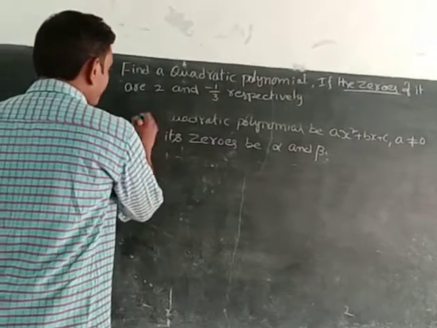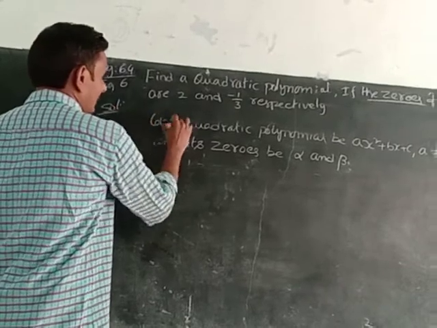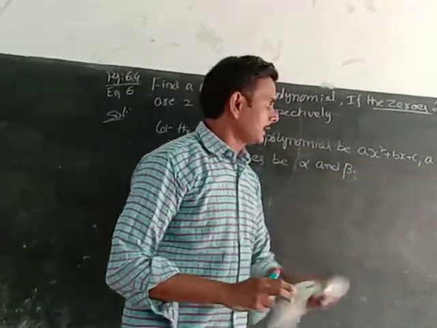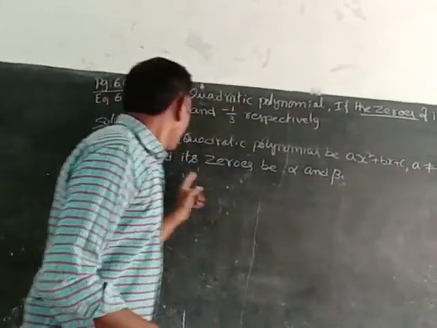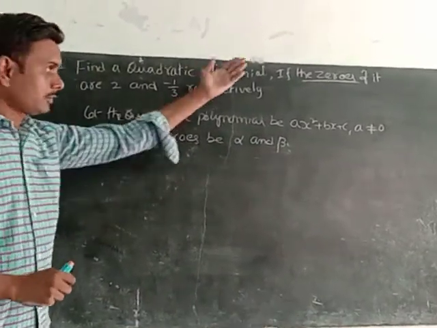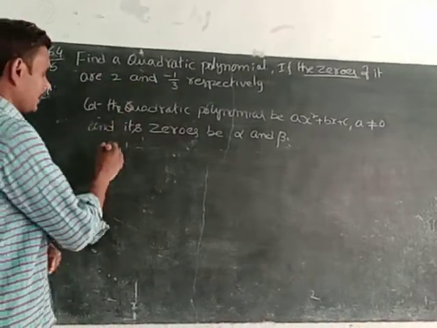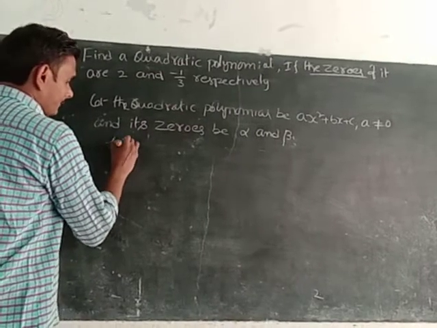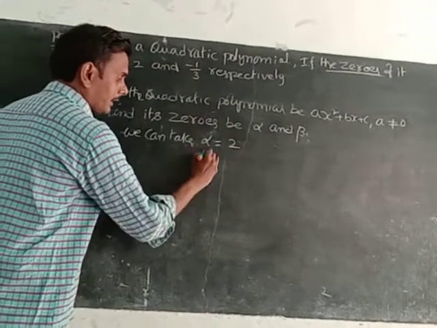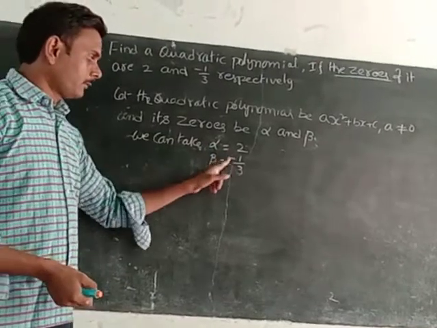For this also, solution. Let the quadratic polynomial be ax square plus bx plus c, a is not equal to 0, and its zeros be alpha and beta. Here zeros are given, so as I told you, take the first one as alpha and the second one as beta. So alpha equal to 2, beta equal to minus 1 by 3.